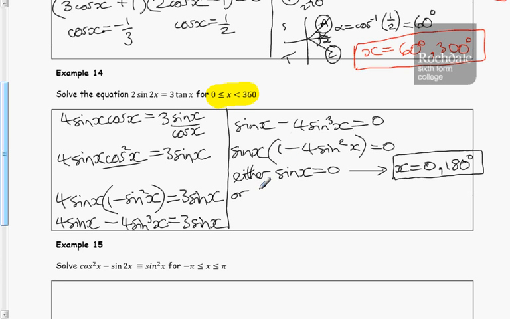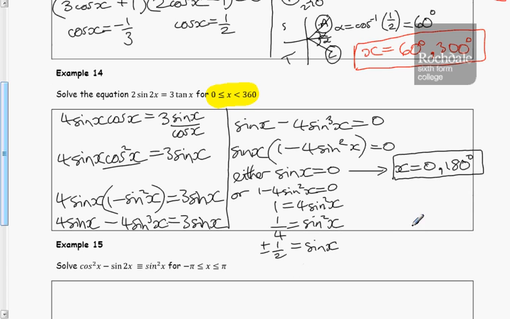So the other possibility is 1 minus 4 sine squared x equals 0. That comes from inside the brackets. If that were true, let's rearrange it, and we get 1 equals 4 sine squared x, and then a quarter would equal sine squared x, and then square root both sides, remembering plus or minus. So the square root of a quarter is a half, because the square root of 1 is 1 and the square root of 4 is 2. We need to remember plus or minus.